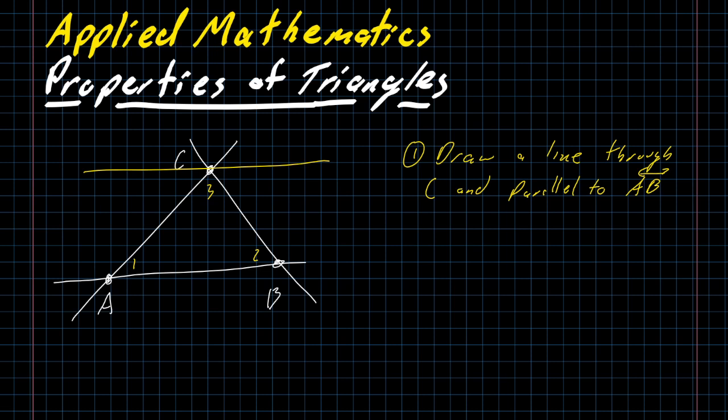well then we have two parallel lines cut by a transversal. And given two parallel lines cut by a transversal, alternate interior angles have the same measure. So angle 4 and angle 1 here have the same measure. I might even mark that by putting an arc in them to show that they're the same.